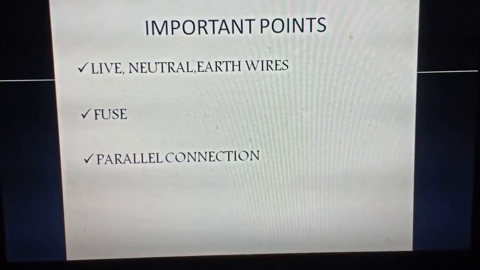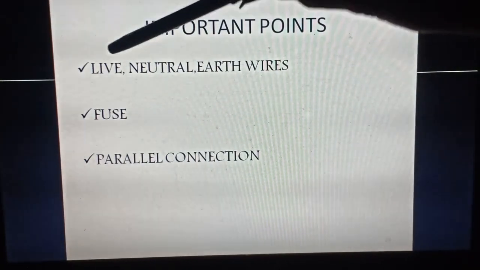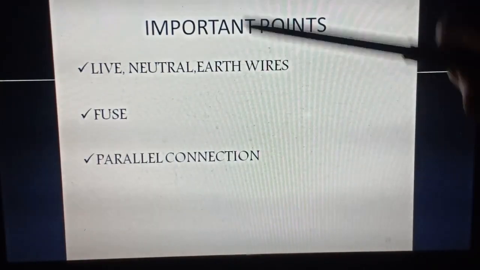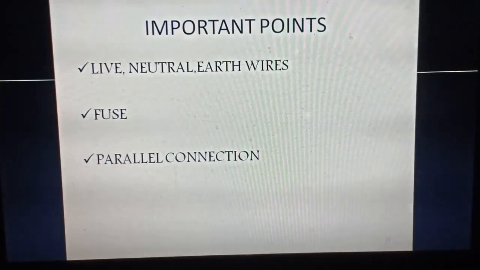So the important points here are that there are three basic connections: live, neutral and earth wires. You can say the positive, the negative, and this earth wire is actually for what? For minimizing the chances of getting an electric shock. And the fuse, yes, I forgot the fuse.